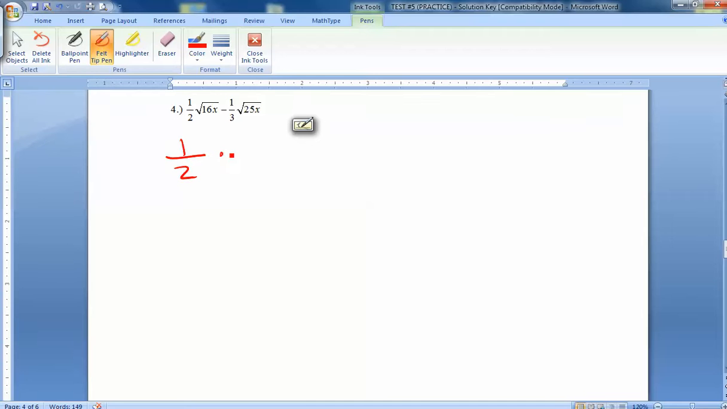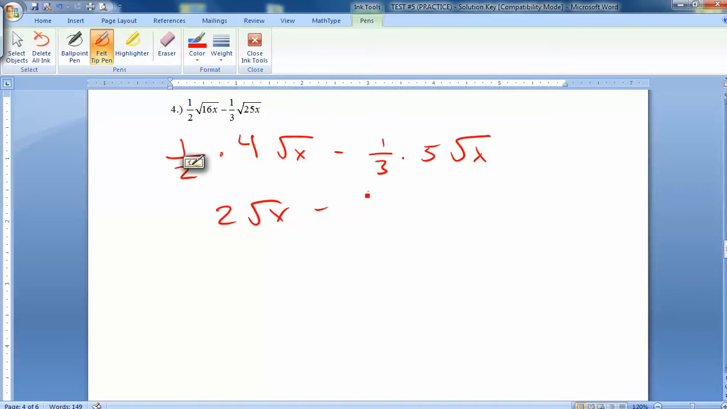1/2 times 8 root x. Remember, root 16, I'm sorry, I meant to put a 4. Root 16 is 4, not 8. Sorry about that. Minus 1/3 times 5 root x. So you end up getting 2 root x minus 5/3 root x.